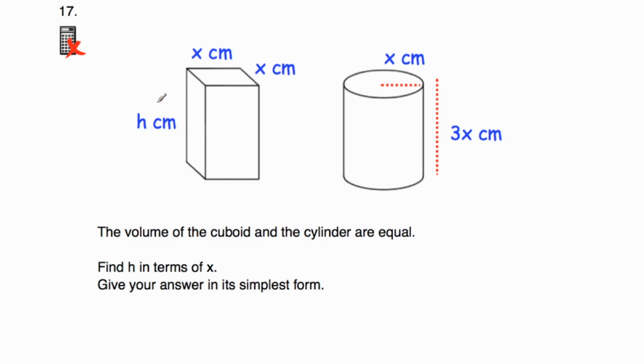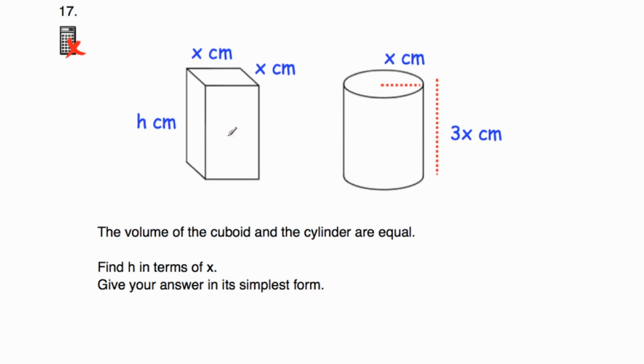Question number 17 says the volume of the cuboid and the volume of the cylinder are the same, or equal. And we've been asked to find h in terms of x. So we've got this cuboid, it's got a height of x, a width of x, and a length of x. And we've got the cylinder, which has a radius of x and a height of 3x. And we're told that the volume of the cuboid and the cylinder are equal. Find h in terms of x, and give our answer in its simplest form.